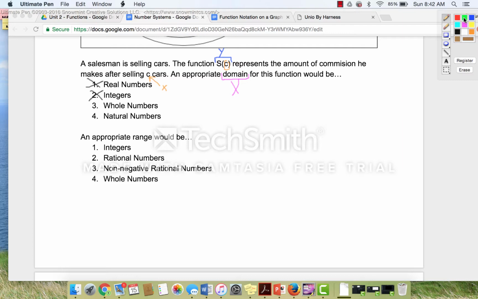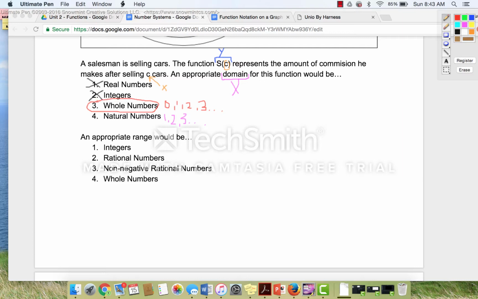Whole numbers, all right. So that would be like 0, 1, 2, 3. All right. Well, that seems pretty reasonable. So I'm going to leave that one in for right now. I want to see if anything is better. The natural numbers are like 1, 2, 3. So the only difference between these two is the addition of 0. And I do think it's appropriate that he could not sell any cars. So I'm going to choose for my domain whole numbers.